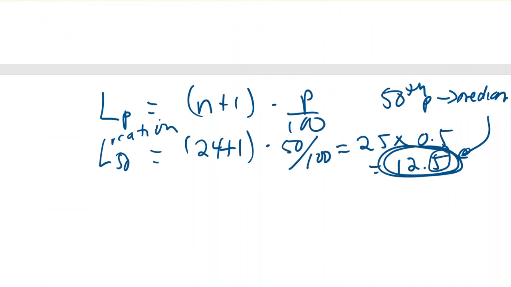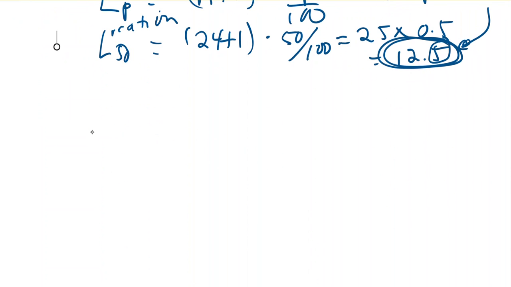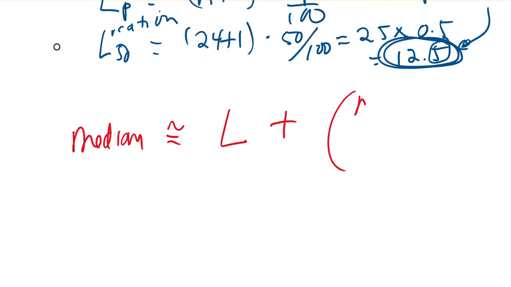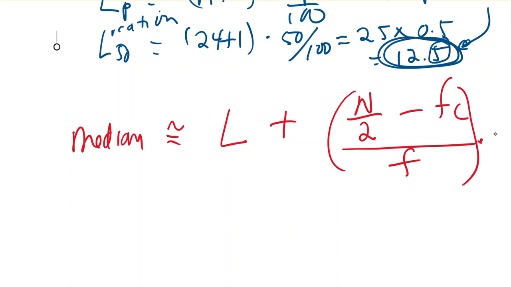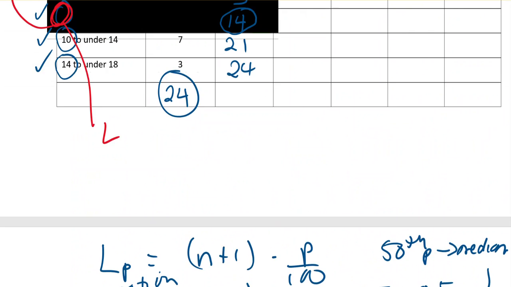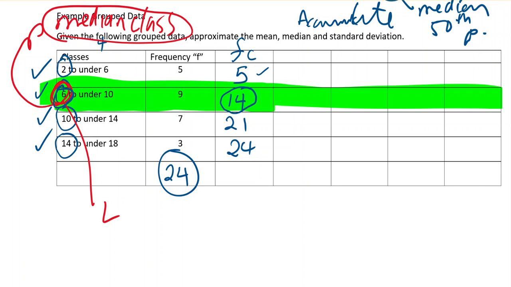Okay, so let's go back to this. I'll write the formula again. The median is approximately equal to L plus n over 2 minus FC, all divided by F, and times I. So you're given this formula. I now know that L is the lower limit of the median class, so I know this is 6.